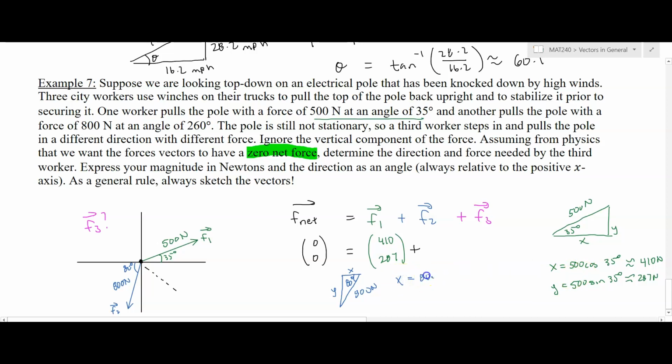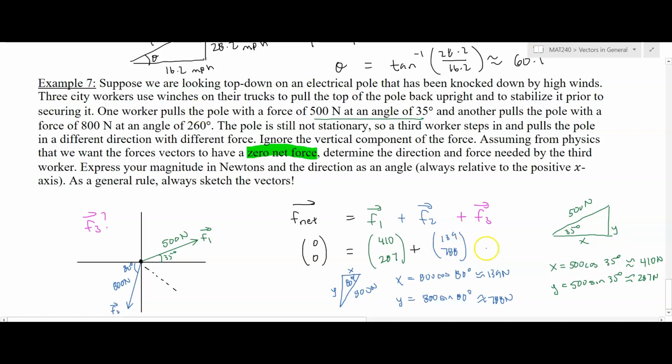So x is going to be 800 cosine 80 degrees, and y is going to be 800 sine 80 degrees. And 800 cosine 80 degrees is about 139. And 800 sine of 80 degrees is about 788. So that makes sense. We should be able to see that there's more of a southern force than there is a western force. And so these components are going to be 139 and 788.